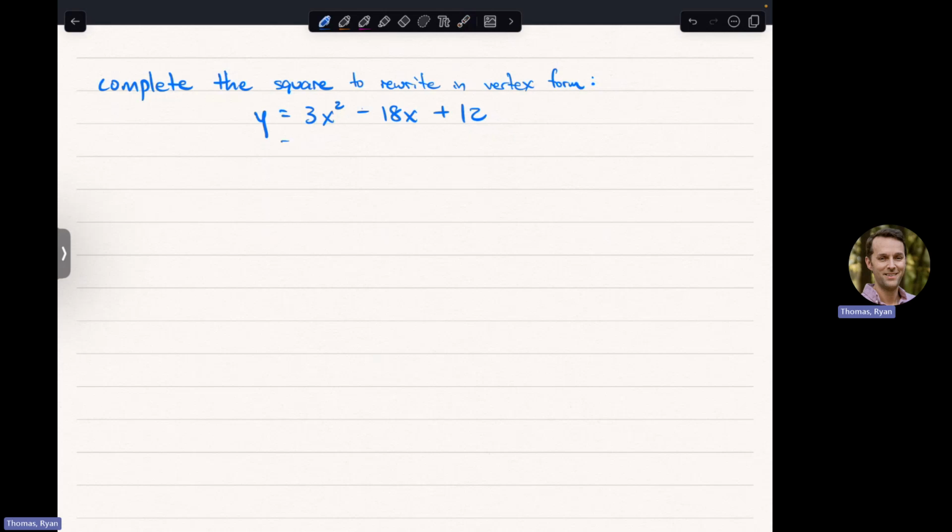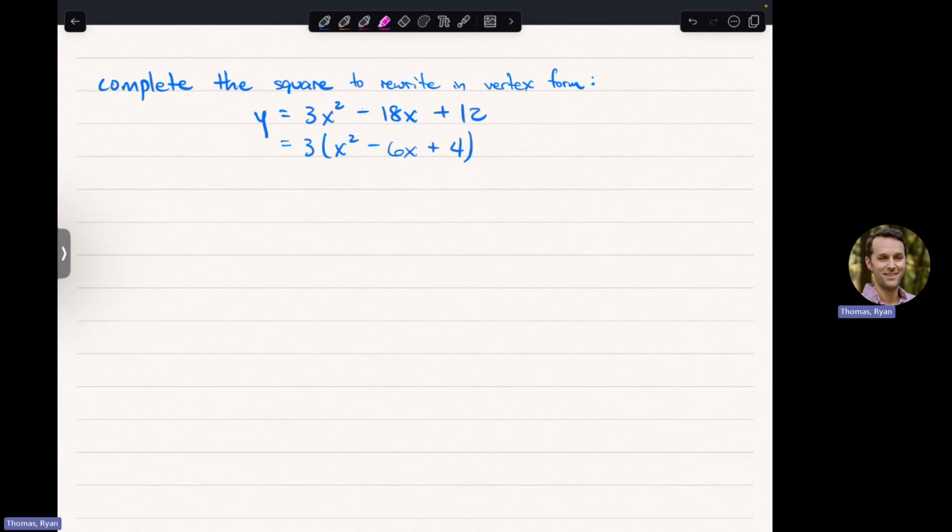So the first thing I'm going to do is to deal with this leading coefficient. Notice that everything here is a multiple of 3, so we can factor 3 out. Even if it wasn't a nice round multiple, we could still factor the 3 out of everything. So I'm going to factor out 3, which leaves x squared minus 6x plus 4.